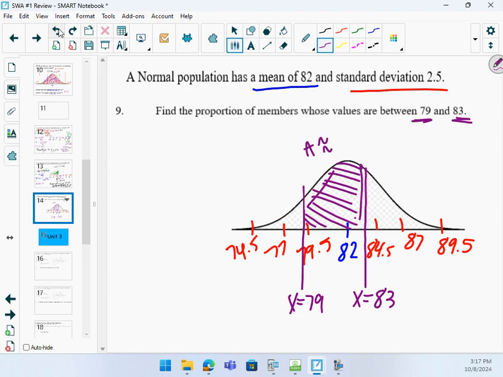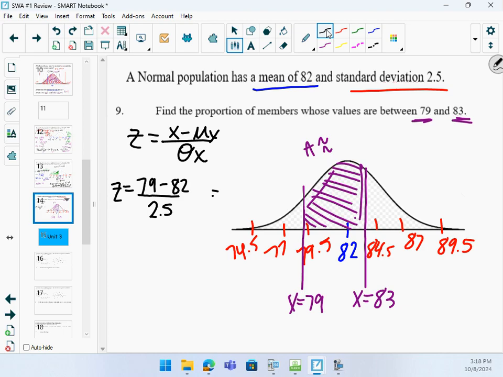So they gave us our data values, and so now we need to find our z-scores. And so let's find the z-score. It's x minus the mean over the standard deviation. We are going to do it for the first one. The first one would be 79 minus 82 over 2.5. And the other one would be 83 minus 82 over 2.5. And if we actually found the z-scores for both of them, one of the z-scores would come out to negative 1.2, and the other one would come out to be 0.4.